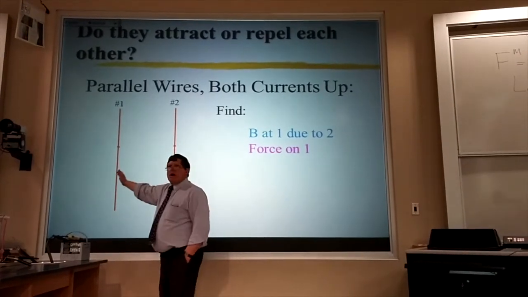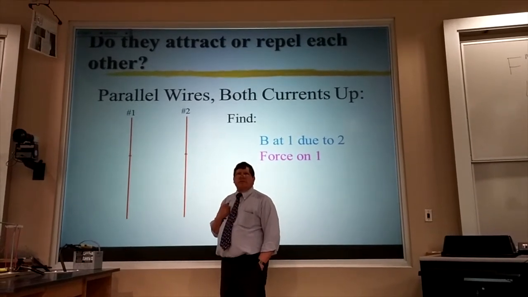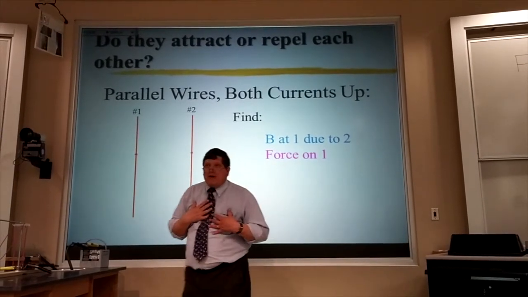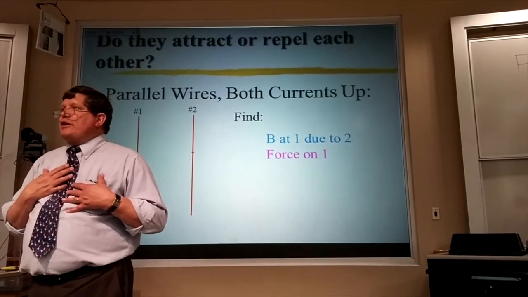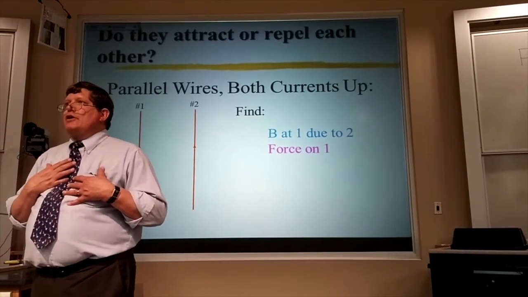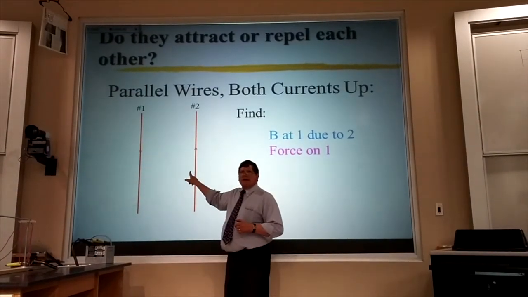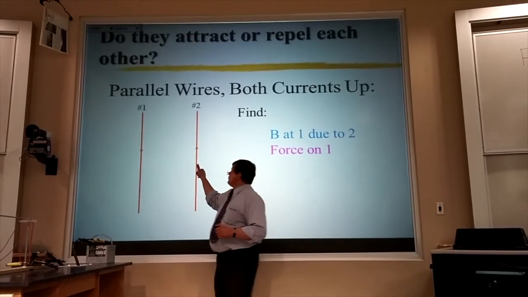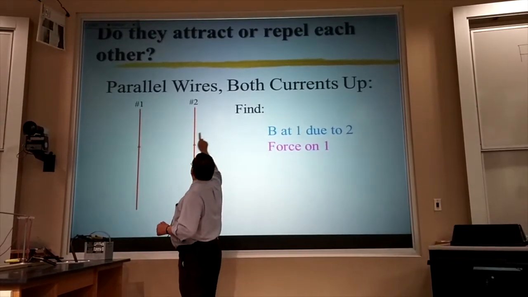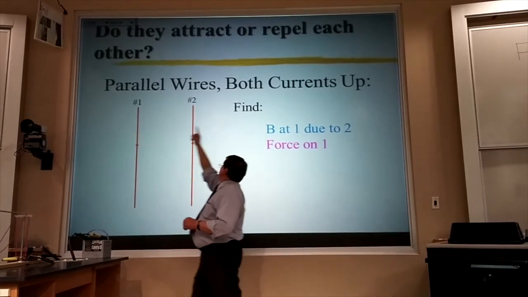Both wire 1 and wire 2 generate magnetic fields. But I don't care about both of those fields. One is not pushing and pulling on itself. 2 is pushing on 1. So I care about the magnetic field due to wire 2. By right-hand rule number 2, that magnetic field is going into the board over here, coming out of the board over there, and wrapping around.